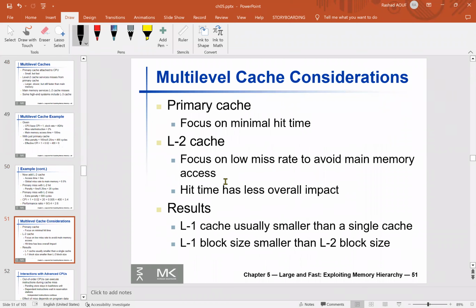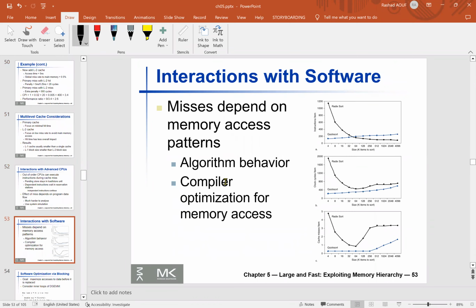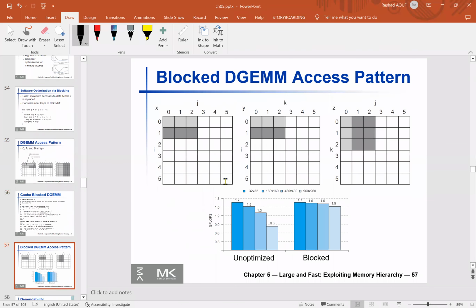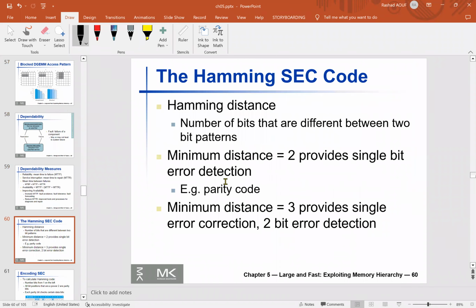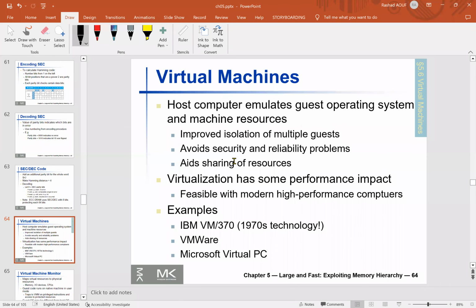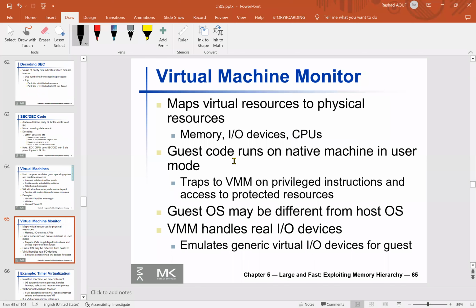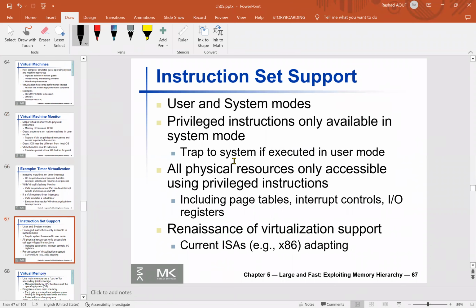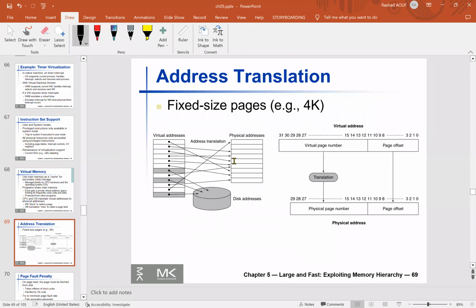Now I want to go to the virtual topics: Hamming code coding and decoding, virtual machines, virtual machine monitor and instruction set support, and virtual memory.